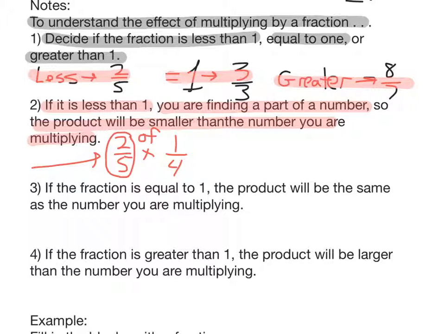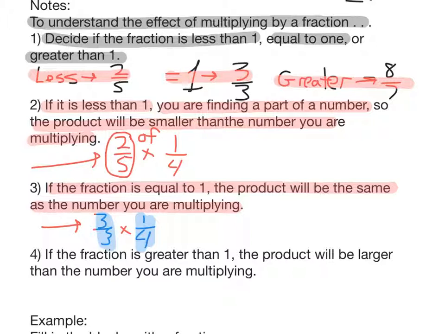Okay? Now, if I was multiplying 3/3 times 1/4, that's the same as multiplying by 1. So that is going to actually keep it the same. So if the fraction is equal to 1, the product will be the same as the number you're multiplying. So in this case, I'm multiplying by 3/3. So 1/4 will still equal 1/4.